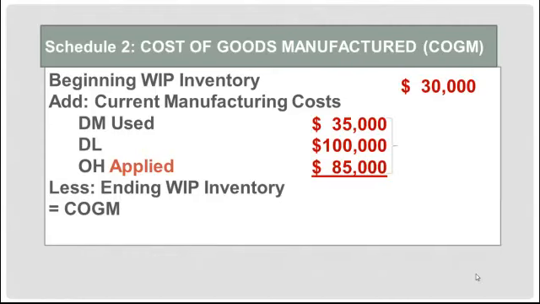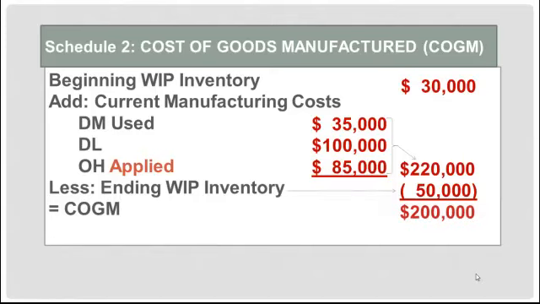All right, so our current manufacturing costs total out to be $220,000. That's the direct materials used, the direct labor, and the overhead applied. We then subtract our ending work in process inventory, so we have $30,000 of beginning, $220,000 added, minus $50,000 in ending work in process, and so that means that we had $200,000 of cost of goods manufactured. This is the cost of the goods that were completed during the period.